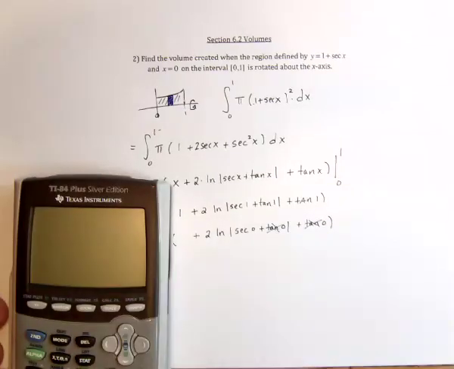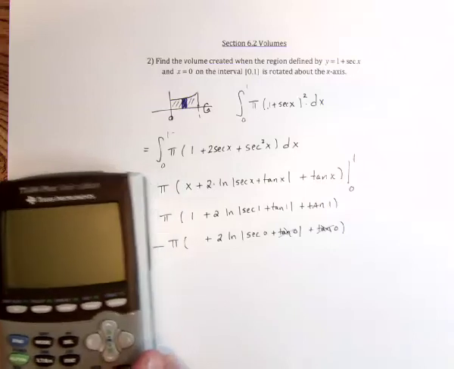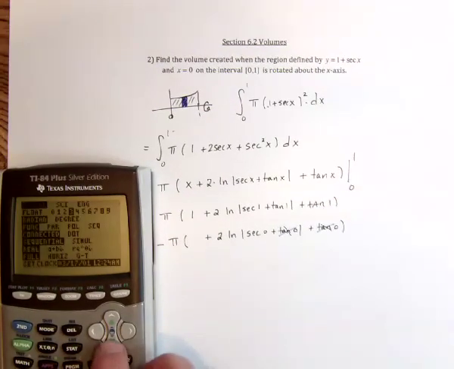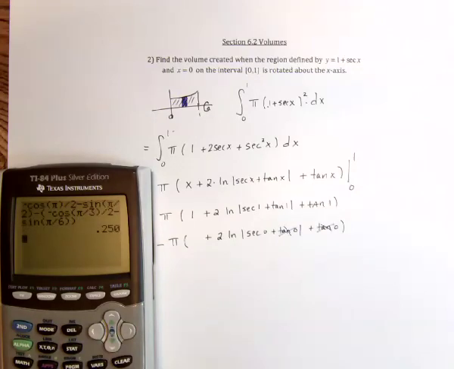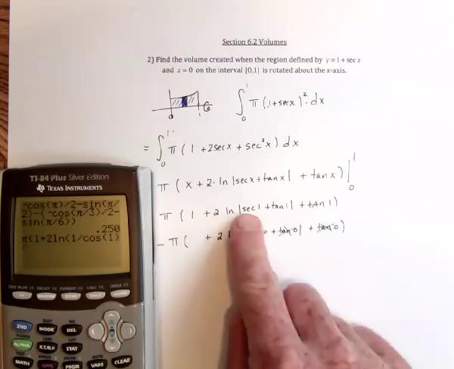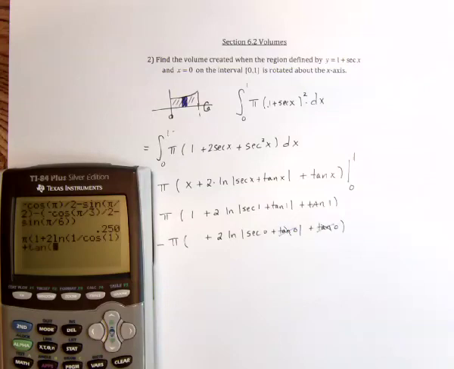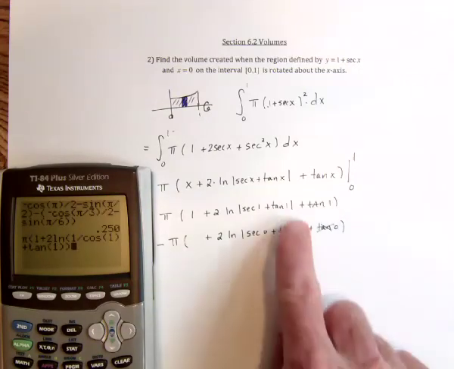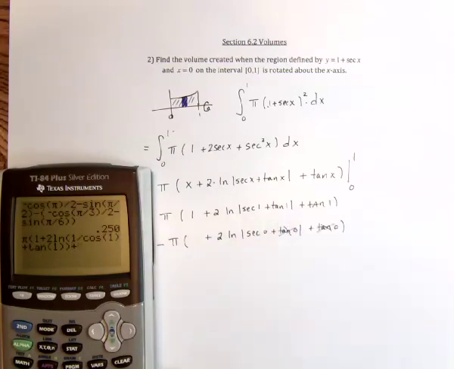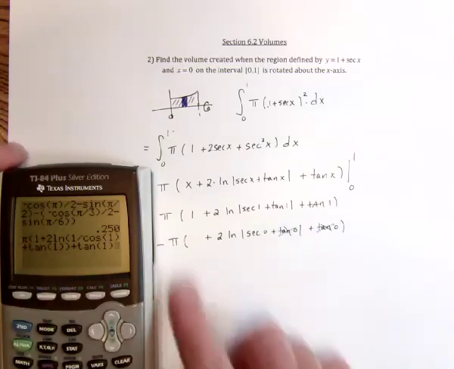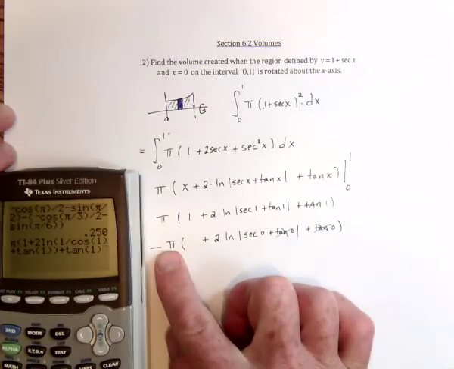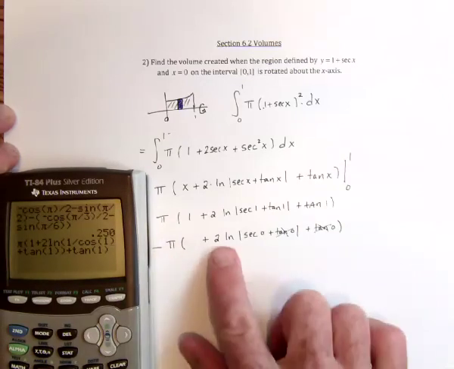Okay, so then make sure that the calculator is in radians, and we've got a pi times 1 plus 2, the natural log of secant, so that's going to be 1 divided by cosine of a 1, so that's that one right there, and then plus tangent of 1, and then close the parenthesis for natural log, and then plus the tangent of 1, and they both have pi, so I might as well just factor these pi's out to the beginning, and then we need this part.